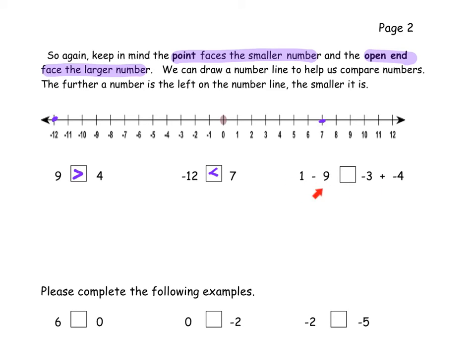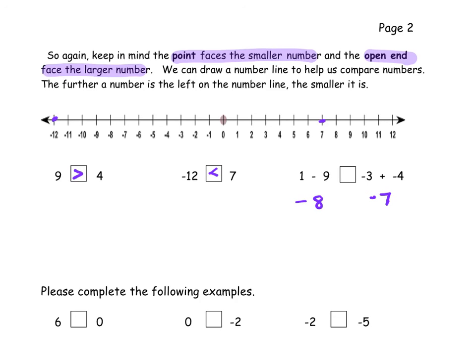Now when we go to do this example, I'm first going to have to work on some calculations before I can place the proper symbol in this box. So if I had 1 minus 9, the value would be negative 8, and you're welcome to use your calculator if you like. And then on the other side, you have a negative 3 plus negative 4. When they're both negative, I'm adding them. I add their values together and keep it negative. So I have a negative 7.